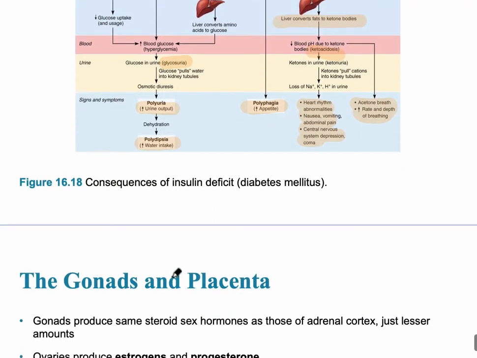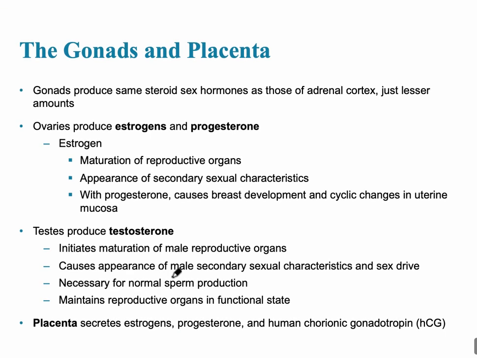So the next endocrine organ we're going to look at is the gonads. And the gonads produce the same sex hormones as those of the adrenal cortex, just lesser amounts. And that would, remember, in the adrenal cortex, that's the innermost layer of the adrenal cortex. The gonads, they produce estrogens and progesterone, the ovaries do, and the testes produce testosterone.